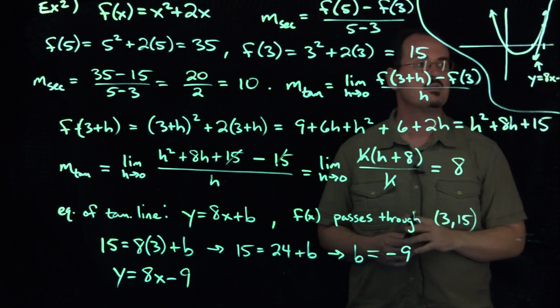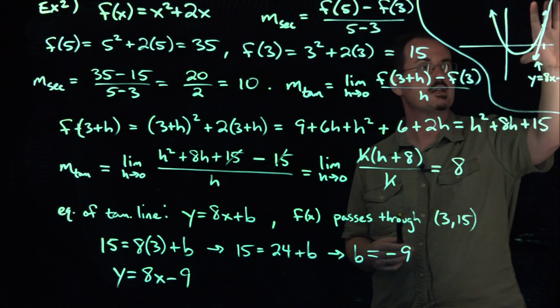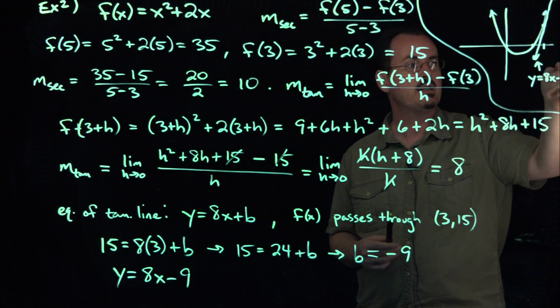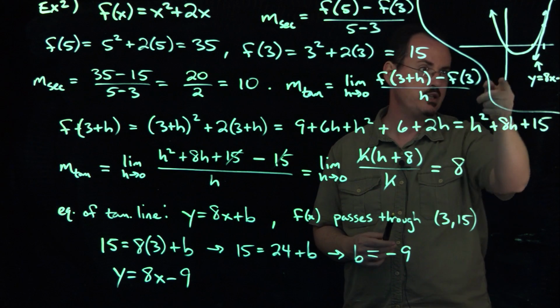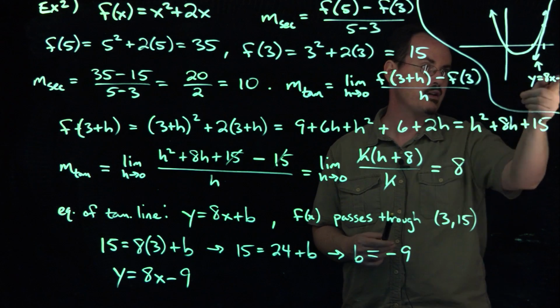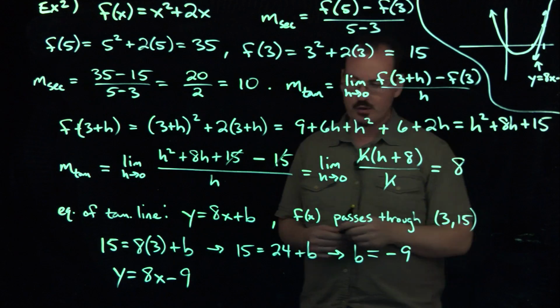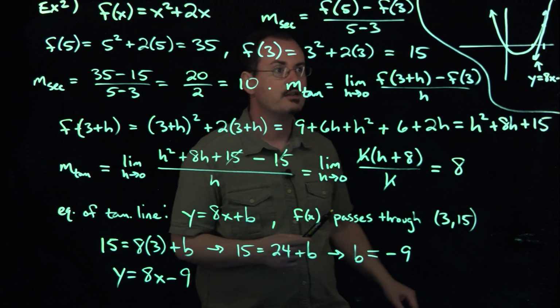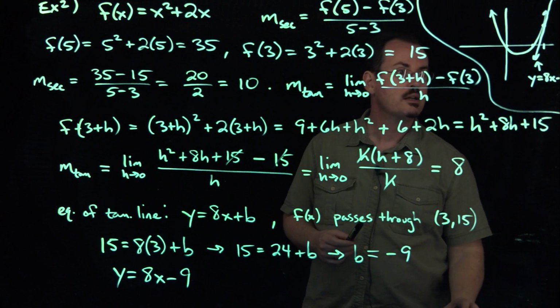And that looks reasonable because this tangent line is pretty steep, so it's got a pretty big slope, 8, and it looks like if that were to continue down, it would intersect the y-axis kind of far down at minus 9. So anyway, that's what the tangent line does. That's what it looks like if you were to graph it. I hope you can see that up there.